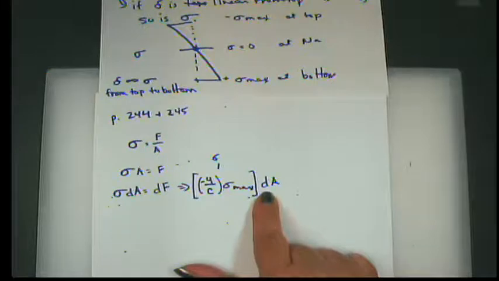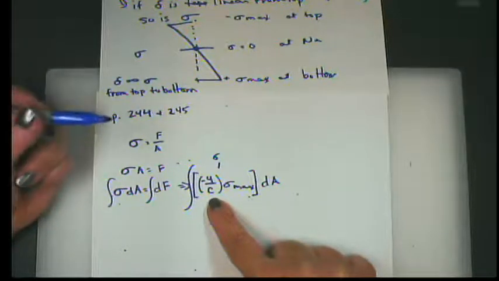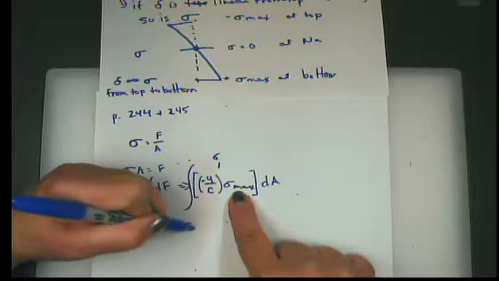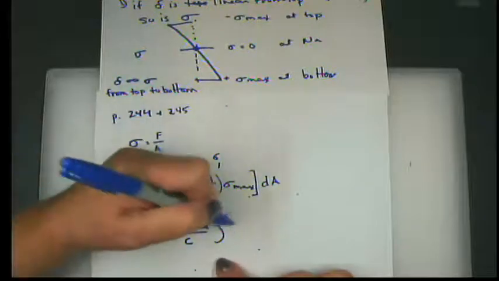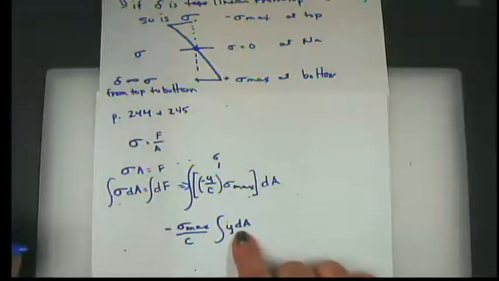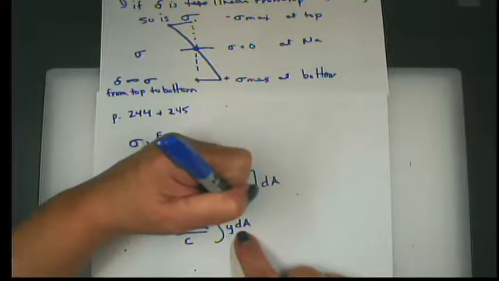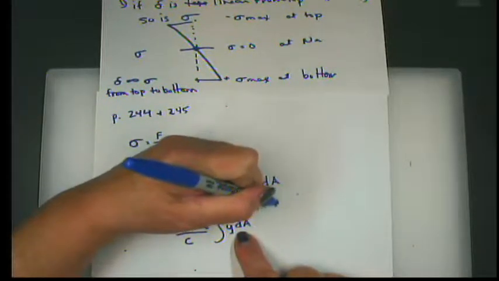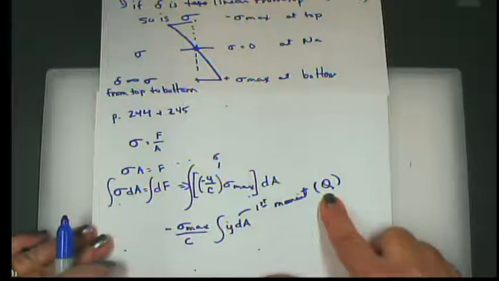And if we integrate that, well, y is not a constant, but c is a constant, isn't it? And so is sigma max. So we can pull that out. And what we have left in here is an integral of y dA. All right. Now, the other part is that the integral of y dA is the first moment, or Q. I'm not going to ask you to remember that from statics at this point necessarily.